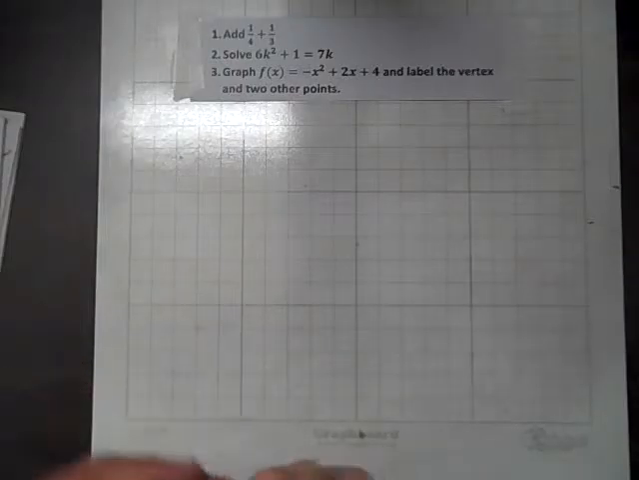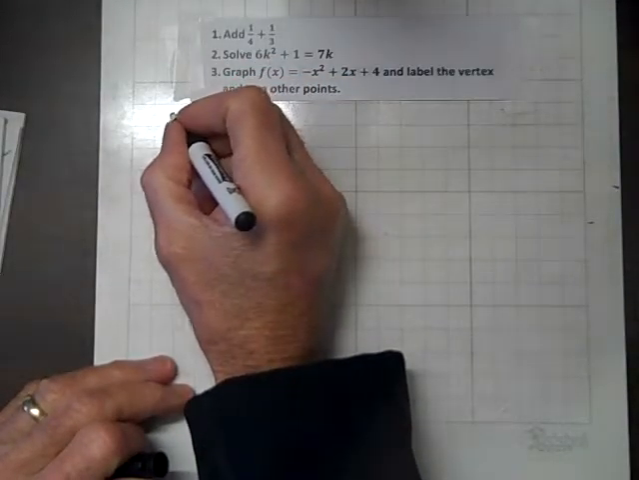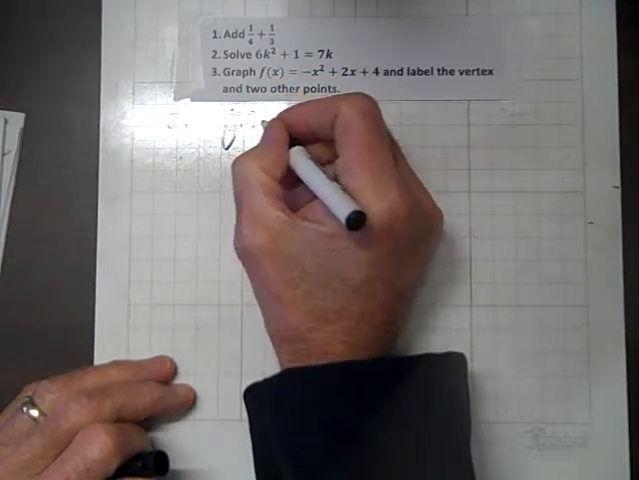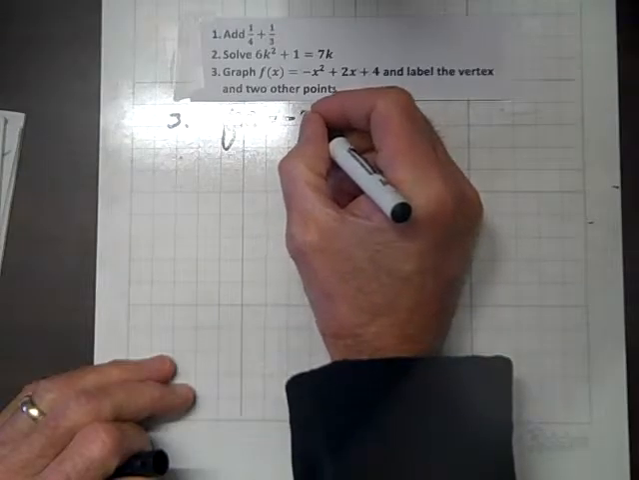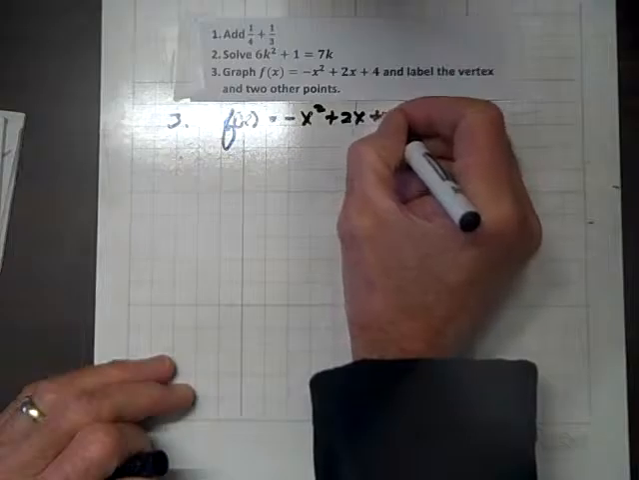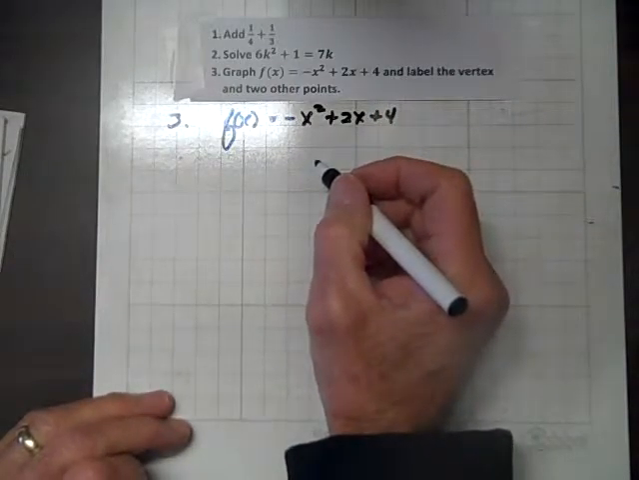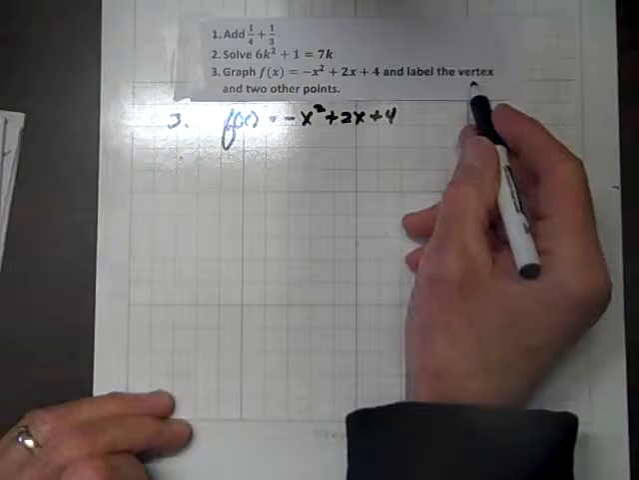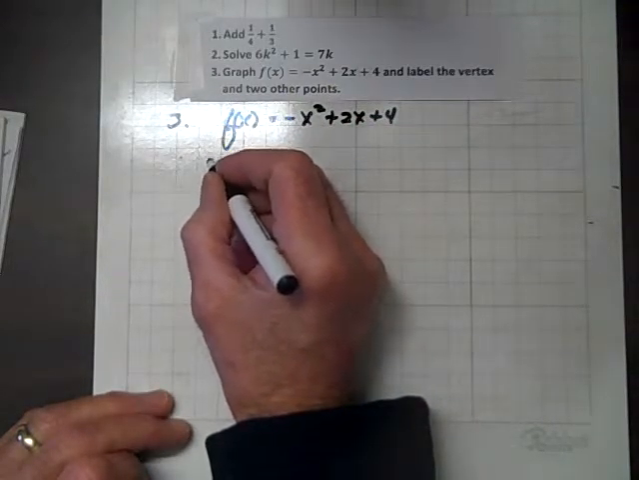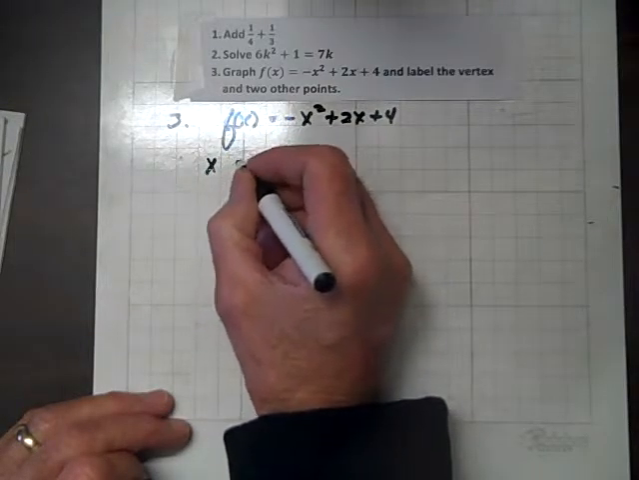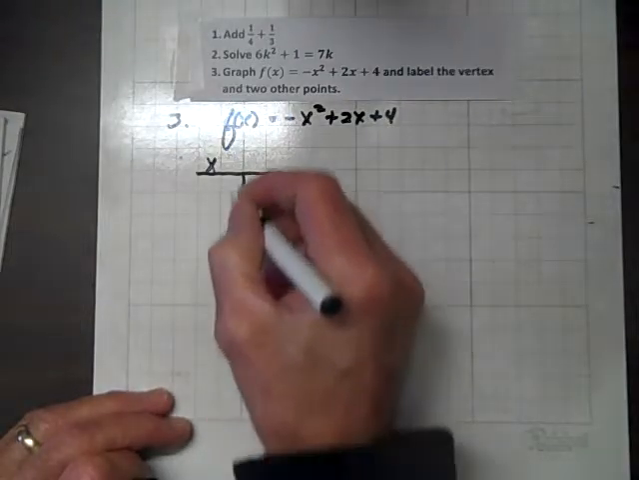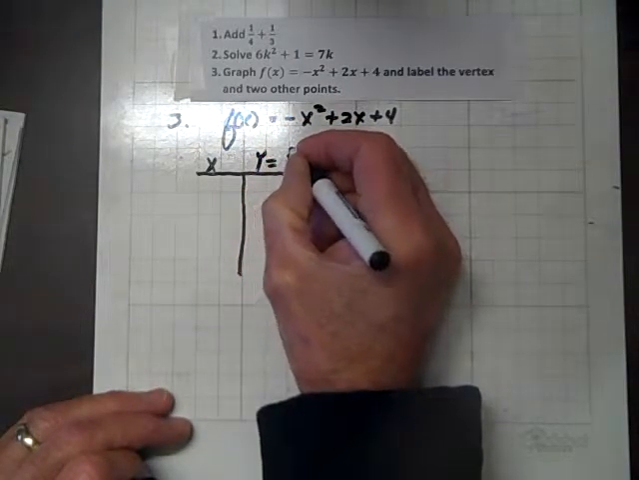For our third question, we have to graph f of x equals negative x squared plus 2x plus 4. And we have to label the vertex and 2 other points. So to do that, we'll plot points. And so we have x and y, which equals f of x.